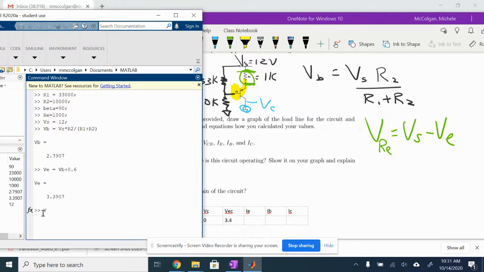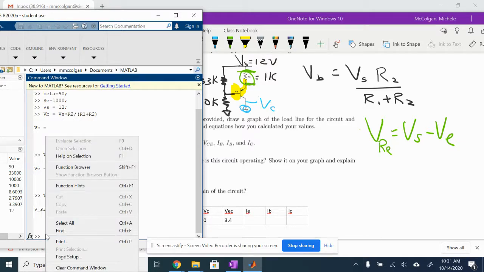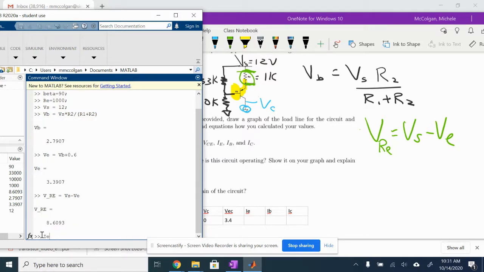So I can say V_RE is equal to VS minus VE. And I get 8.6. That means the voltage drop across here, because VS is at 12 and VE is at 3.4, is a big voltage drop across RE. So what I can do then is to calculate IE. I can say IE is equal to V_RE divided by RE. I'm just using Ohm's law there.